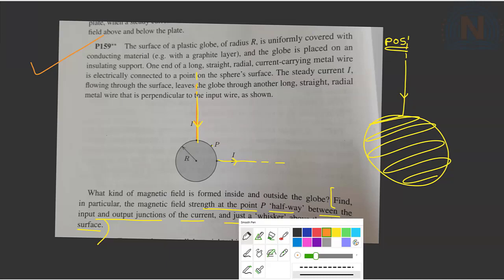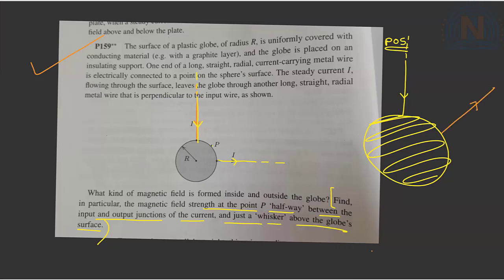Because everywhere, when you think of it, I'll cancel it, don't worry. This is a three-dimensionally, spherically symmetric flow of current. Three-dimensionally symmetric flow of current outwards, diverging from the center.